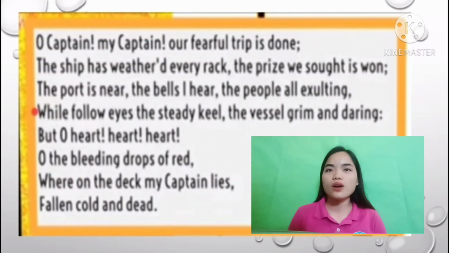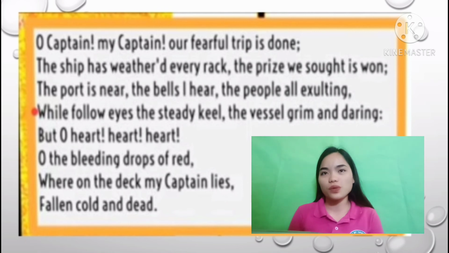Another one is: "O Captain, my Captain, our fearful trip is done. The ship has weathered every wreck, the prize we sought is won. The port is near, the bells I hear, the people all exulting, while follow eyes the steady keel, the vessel grim and daring. But O heart, heart, heart, O the bleeding drops of red, where on the deck my Captain lies, fallen cold and dead."